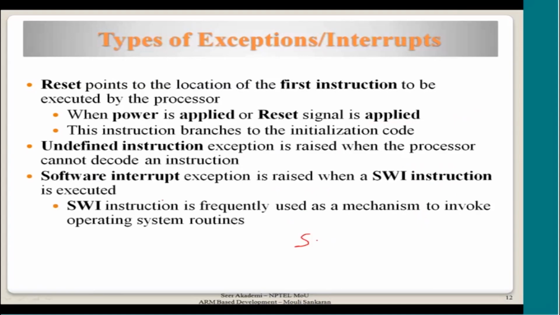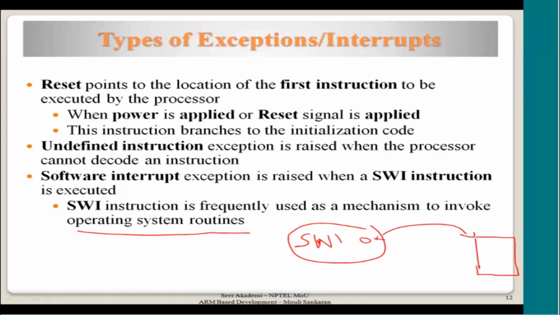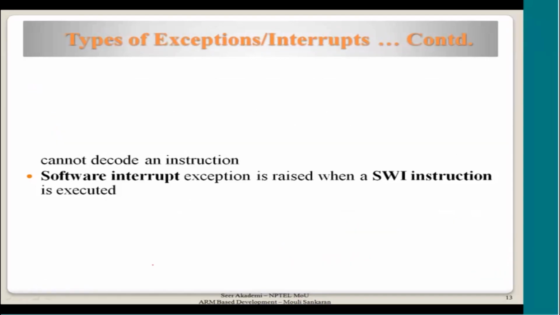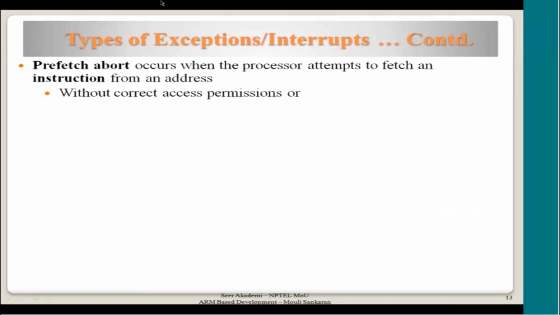Software interrupt: whenever it encounters the SWI instruction, it generates the software interrupt. So it's basically used for operating system routines. Whenever you want to call some fixed routines written by the operating system vendor, you can plug in the code here, and then SWI will take that control to the SWI ISR. So basically, if you want to transfer the control to the OS in a controlled manner, then this can be used. Normally, this is how it is used in a typical program. Now, prefetch abort I explained to you earlier.